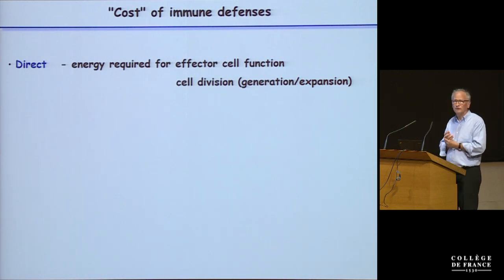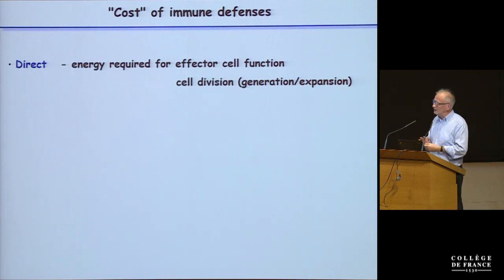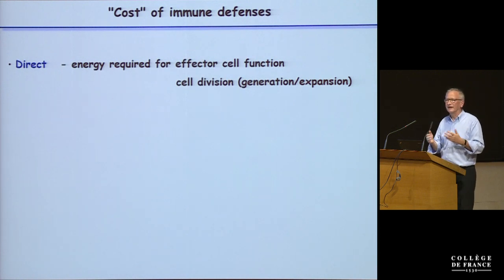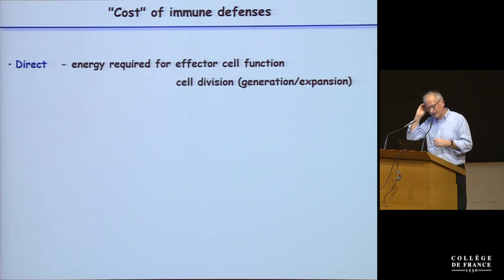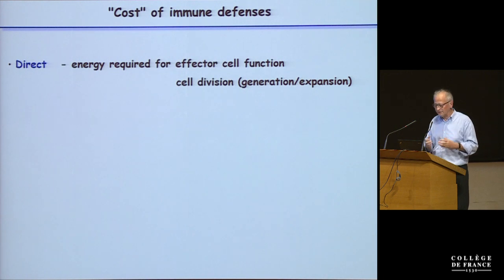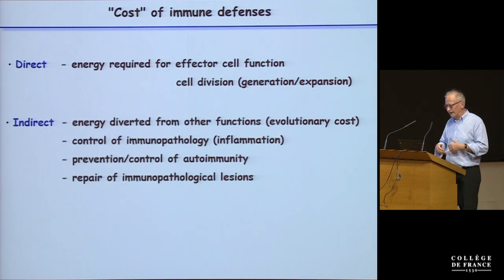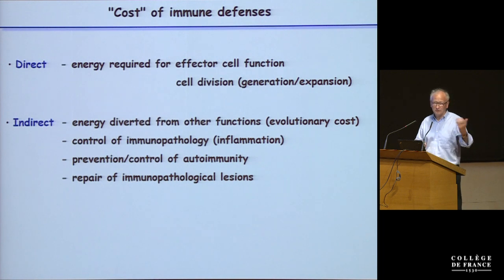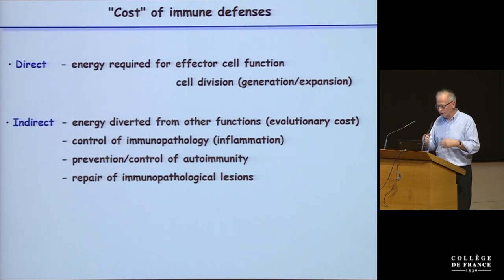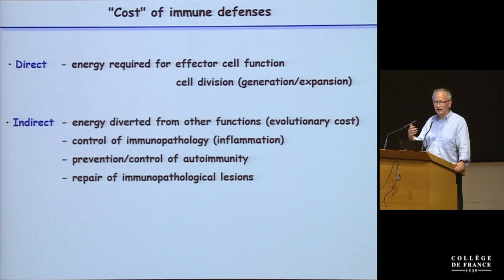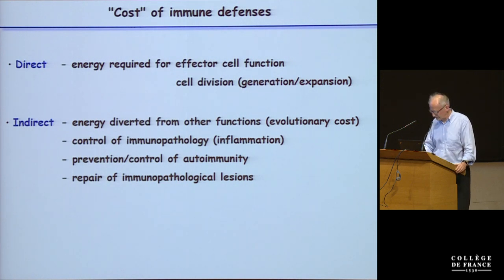This has been already alluded to in several of the talks today. An immune response against a pathogen or even against a non-pathogenic microbe has a cost in terms of direct energy to provide the effector functions, for cell division, which is very important, for instance, for T cells that expand tremendously at the time of an immune response. And there is the indirect cost, disease prevention, as we heard, control of immunopathology, repair of lesions associated with infections.